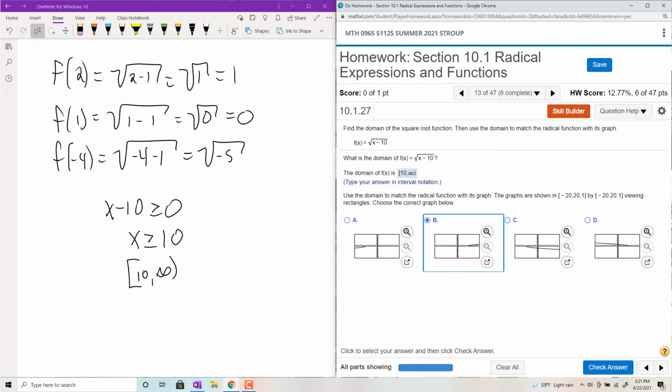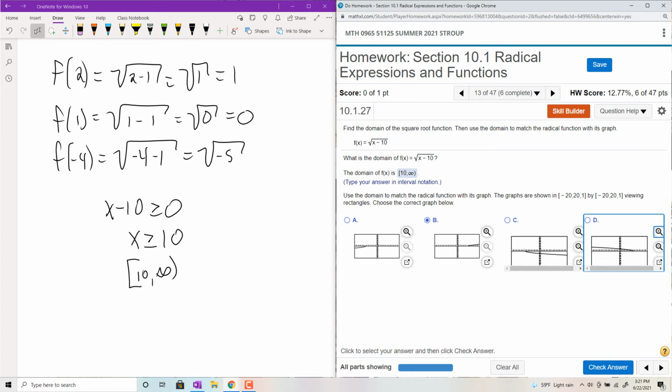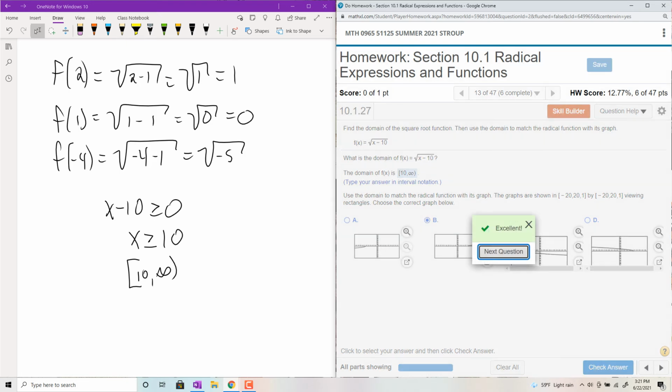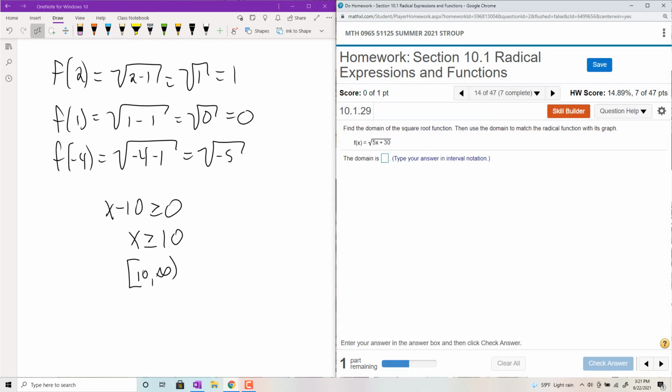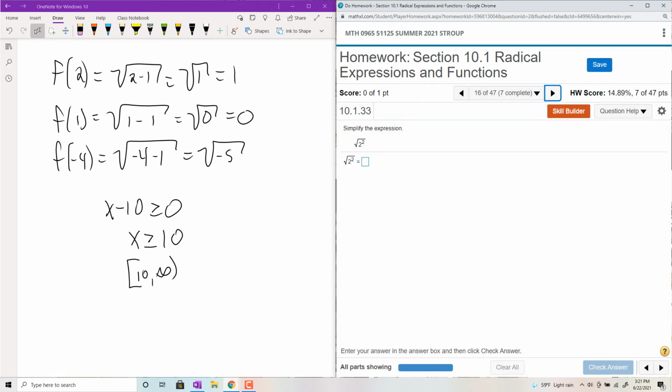This graph is going from negative infinity to negative 10. This one's going from negative 10 to infinity. We want positive 10 to infinity. And this guy is going from negative infinity to positive 10. So b is the only one that will work because of the domain. Find the domain again. It's another one of those. It's just graphing.